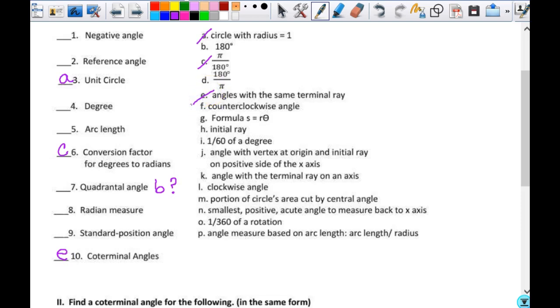Okay, counterclockwise. When you go counterclockwise, that is a positive angle. When you go clockwise, that is a negative angle. So this is a positive angle. There's negative and no positive here, so I don't think I'm using F. Formula S equals R theta. S represents arc length, so that is my arc length formula, and that is here, number 5, so this is G.